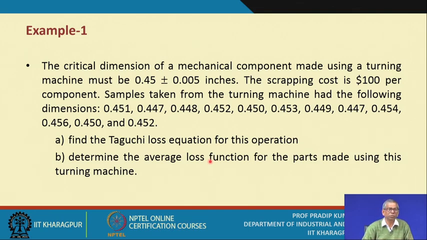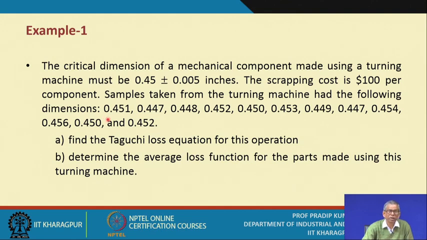Now let us take one numerical example so that you understand the whole concept more clearly. The critical dimension of a mechanical component made using a turning machine must be 0.45 plus minus 0.005 inches. So this is just one example. So this is the tolerance. The scrapping cost is $100 per component. Samples taken from the turning machine had the following dimensions.